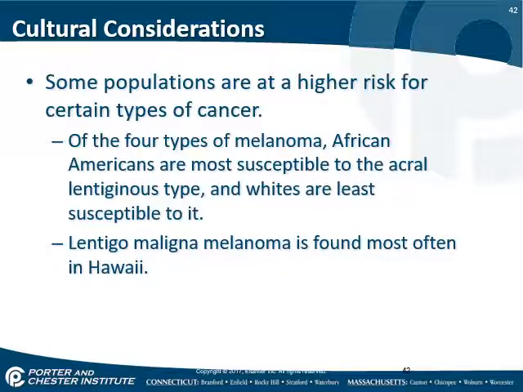Some populations are at a higher risk for certain types of cancer. Of the 4 types of melanoma, African Americans are most susceptible to the acral lentiginous type, and whites are least susceptible to it. Lentigo maligna melanoma is most often found in Hawaii.